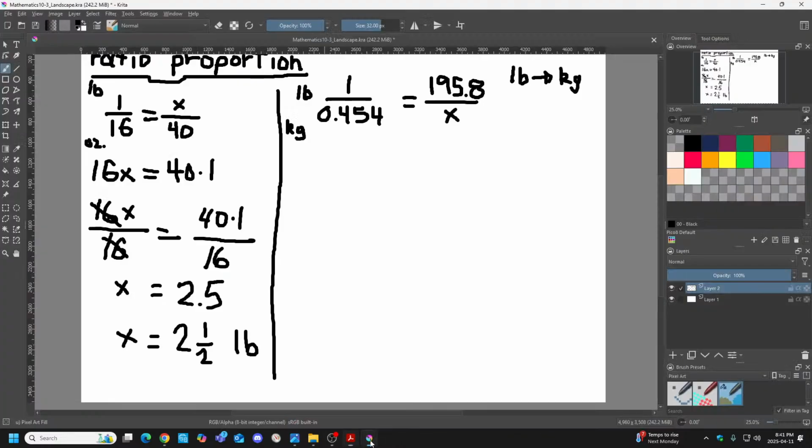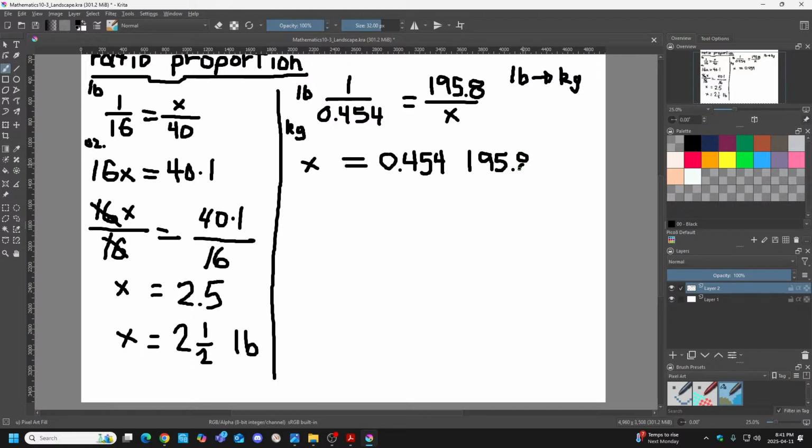Pounds to kilograms. Okay. Pounds is on top. We're going to kilograms. Okay, let's do this. So cross multiply. Oh, look. It's going to be easy. Hopefully. Okay, X times 1. So now we're going 0.454. I'm just going to write it and then just use brackets like I did earlier.